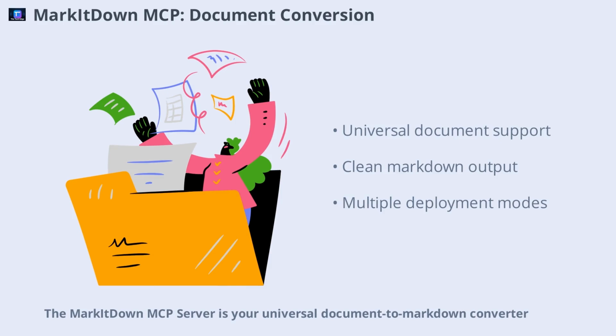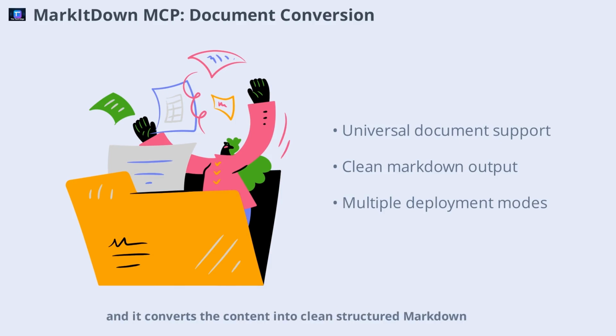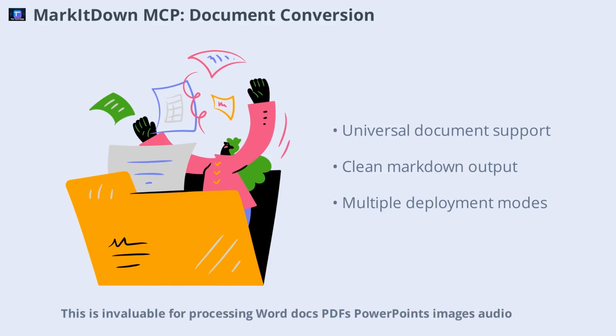It wraps Microsoft's MarkItDown engine, exposing a single function, convert to Markdown. Just provide a file, URL, or data string, and it converts the content into clean, structured Markdown. This is invaluable for processing Word docs, PDFs, PowerPoints, images, audio, and more. Instead of patching together different parsers, you get a reliable pipeline that unlocks legacy documents for AI analysis.